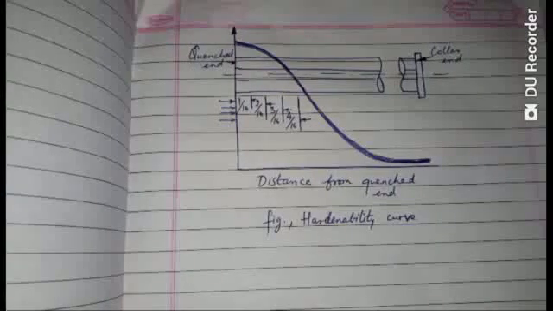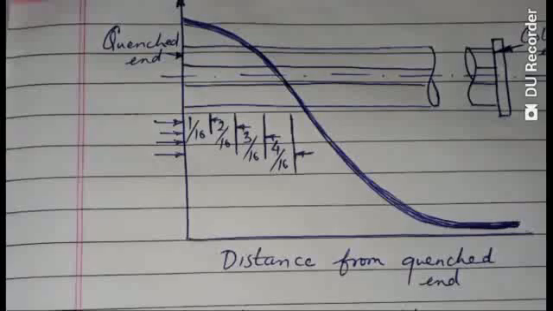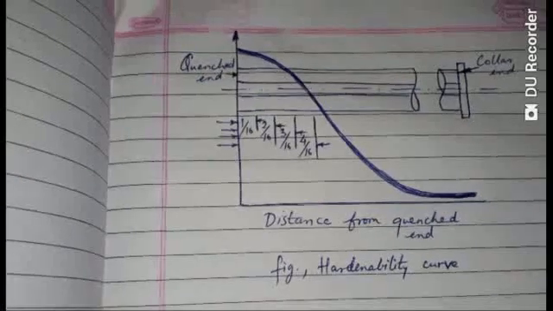As you can see in the next one, this is the complete specimen. On the left side is the quenched end and on the right side the collar end, and it is ground and divided into 16 sections. Since the total length is 4 inch, it is divided into 16 sections: 1/16th of the section, then 2/16th of the section, because at these places the hardness will be taken, and we can draw the hardenability curve.